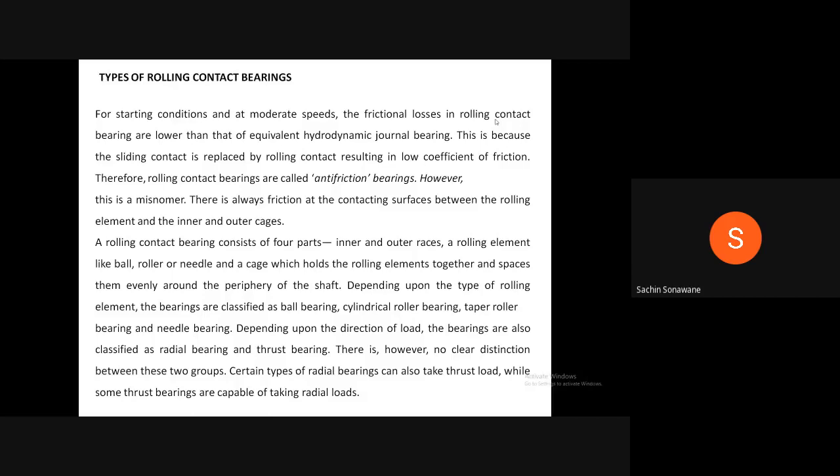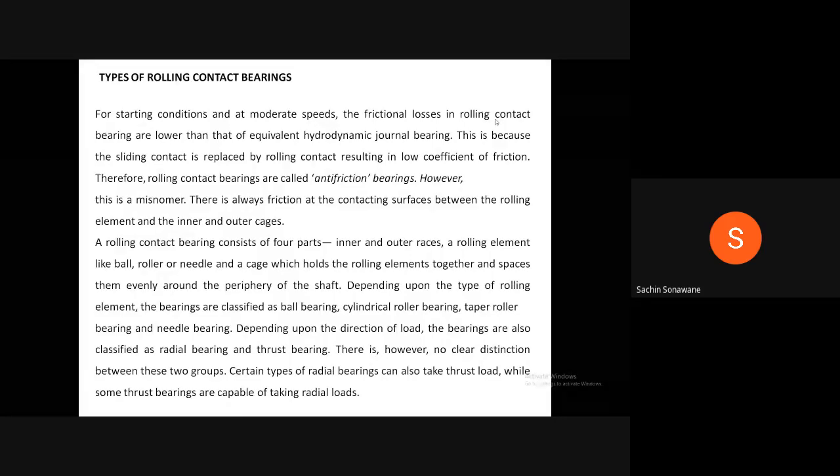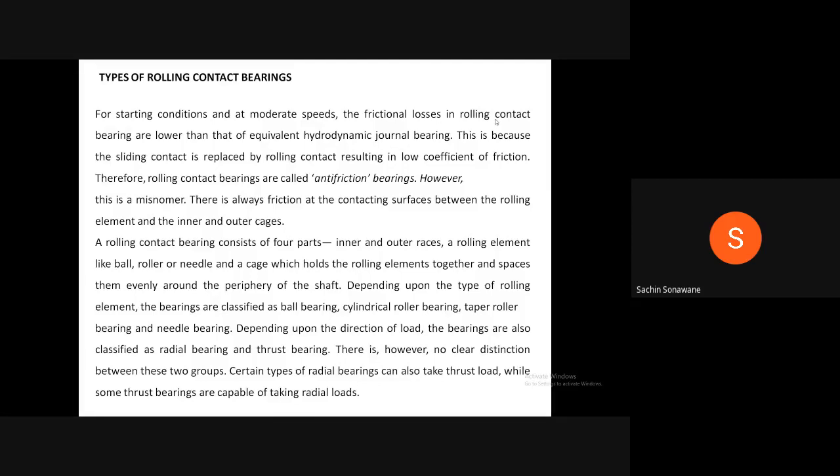A rolling contact bearing consists of four parts: inner and outer races, a rolling element like a ball, roller, or needle, and a cage which holds the rolling elements together and spaces them evenly around the periphery of the shaft. Depending upon the type of rolling element, the bearings are classified as ball bearing, cylindrical roller bearing, taper roller bearing, and needle bearing.